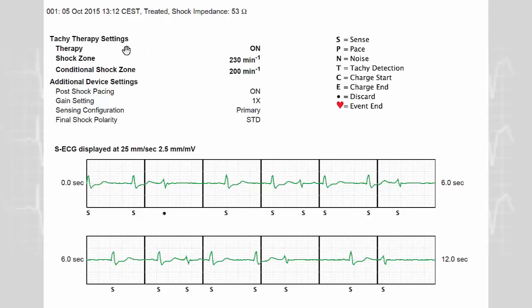You can see here the main parameters: two zones, one conditional zone from 200 to 230. It means that there is going to be discrimination of the origin of the arrhythmia from 200 to 230, and also that the sensing profile will differ for the tachycardia from 200 to 230 and for the tachycardia of more than 230. The post-shock pacing has been programmed on. The sensing configuration is the primary vector, and the final shock polarity is standard, because during the induction the first shock was efficient, and the polarity of the shock was programmed to standard.